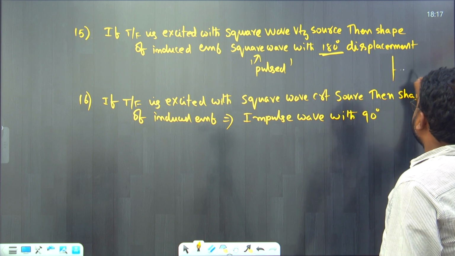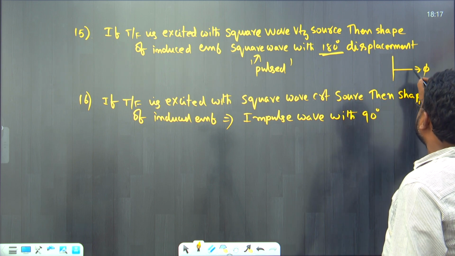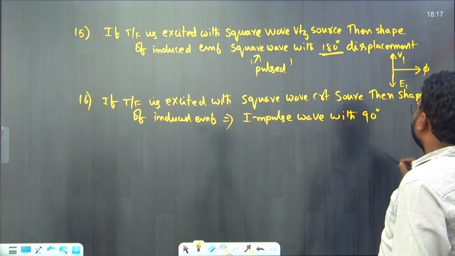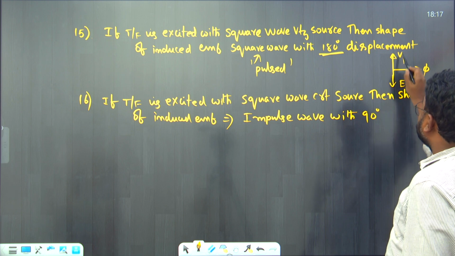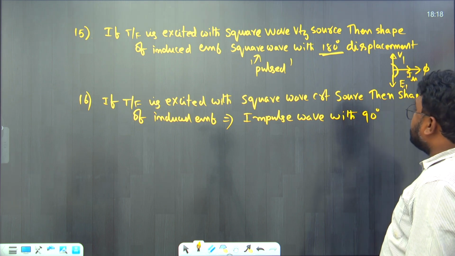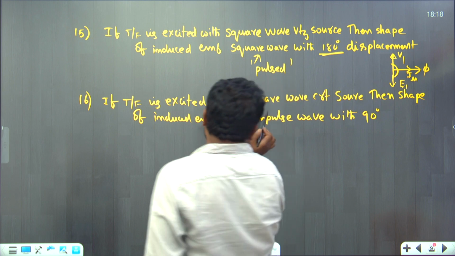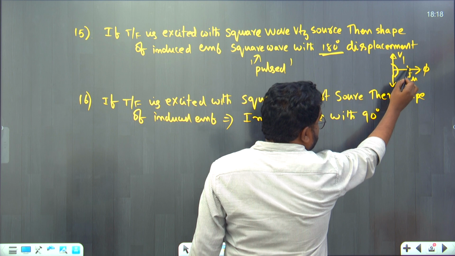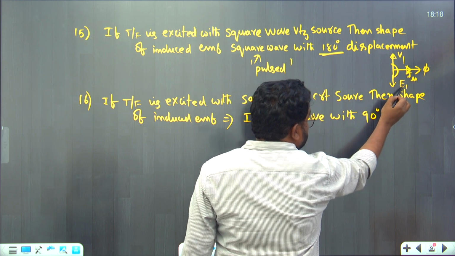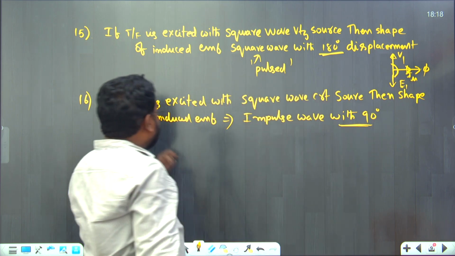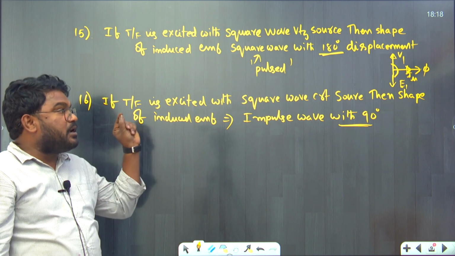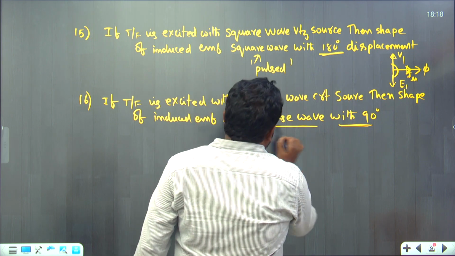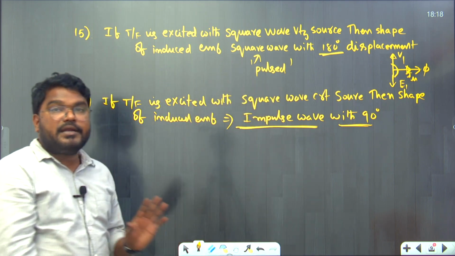Why? Because let us assume this is the flux, this is the applied voltage, and this is the induced EMF. This is the magnetizing current, I know. So the phase displacement between these two is 180 degrees. The shape is an impulse wave. But the displacement between magnetizing current and induced EMF is 90 degrees. So if the transformer is excited with a square wave current source, then the induced EMF is an impulse wave with 90 degree displacement.